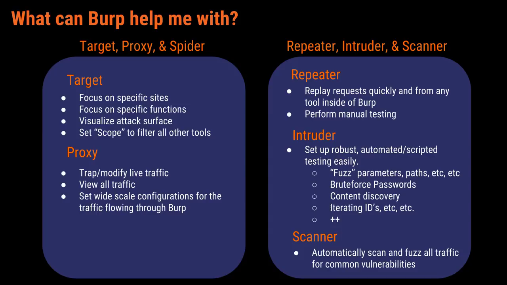And you can set wide-scale configurations for traffic, anything that goes through Burp. When we saw the options menu, you can add headers, remove headers, edit things, so that every time something goes through, you can change it on the fly.